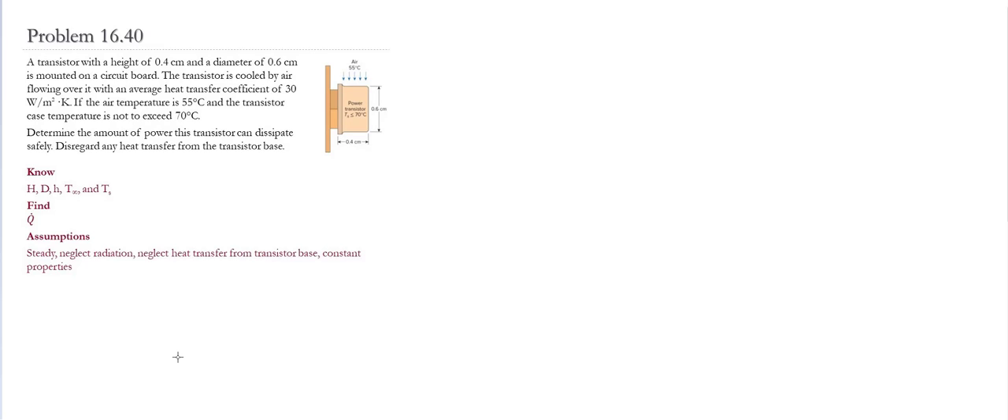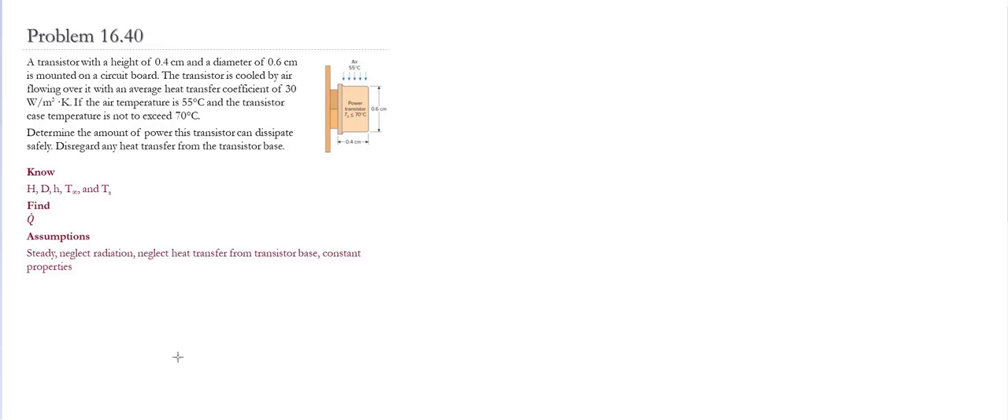Problem 16.40. In this problem, a transistor with a height of 0.4 centimeters and a diameter of 0.6 centimeter is mounted on a circuit board. The transistor is cooled by air flowing over it with an average heat transfer coefficient of 30 watts per meter squared Kelvin. If the air temperature is 55 Celsius and the transistor case temperature cannot exceed 70 Celsius, we need to determine the amount of power this transistor can dissipate safely.